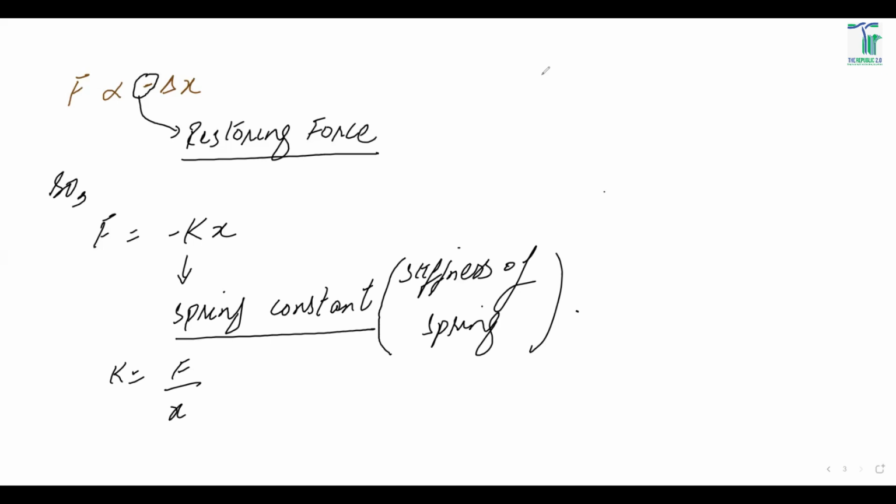Got it? So whenever somebody asks you what the spring constant tells us about, just tell him that spring constant is just the stiffness of the spring, right? How stiff that spring is. Got it? Okay. Now, the next important thing, we need to graphically analyze Hooke's law, right?